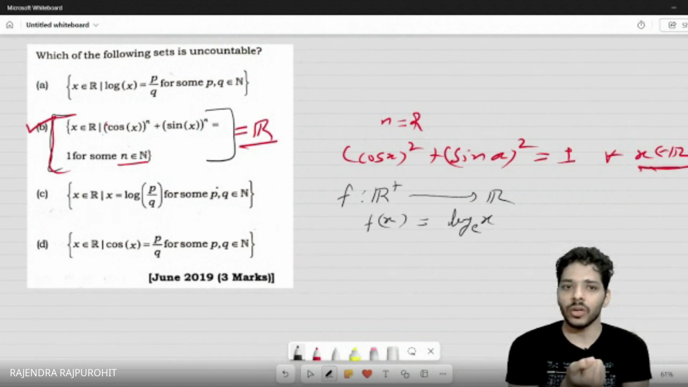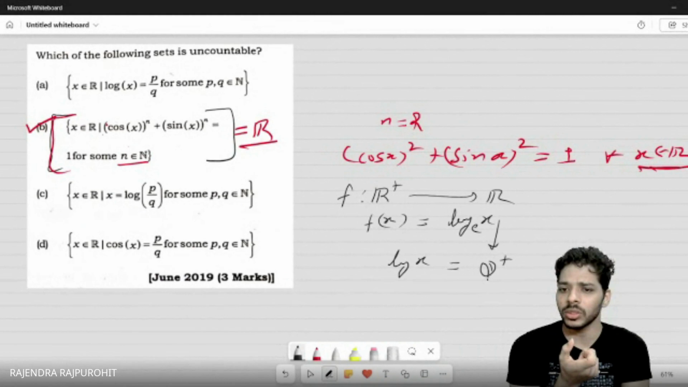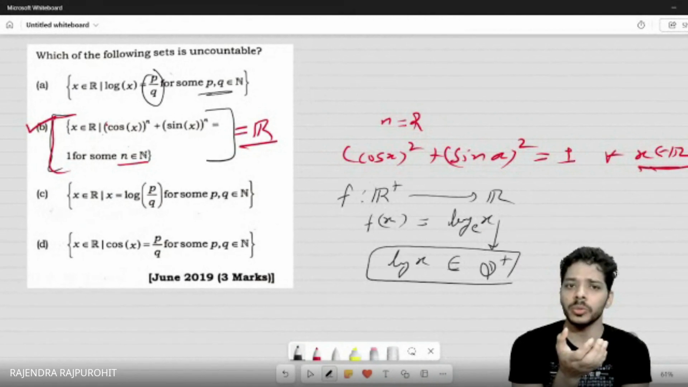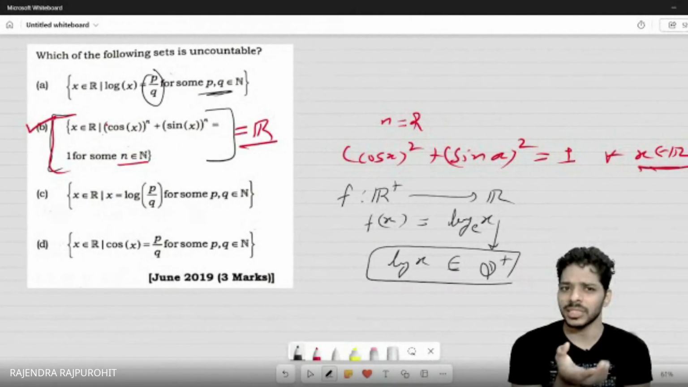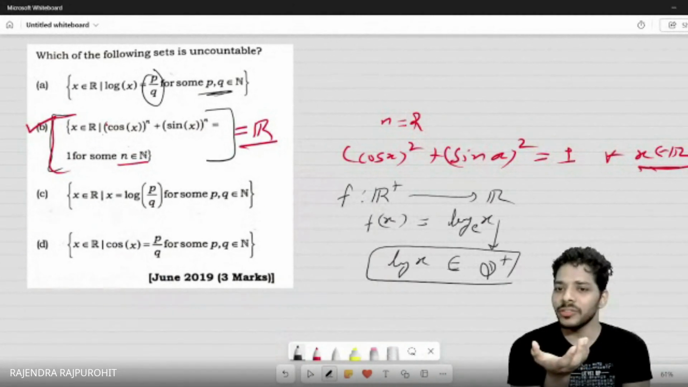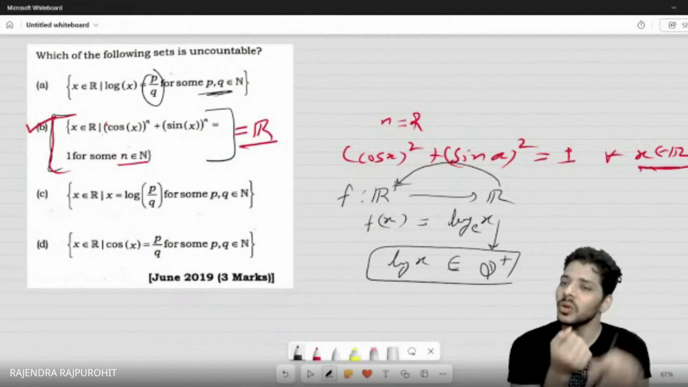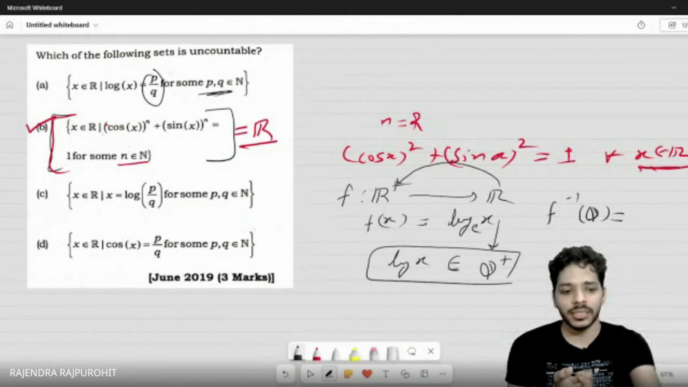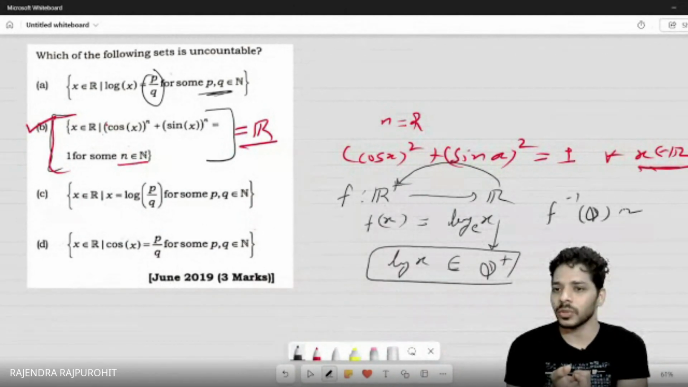And what I want is just the inverse image of Q positive from here, right? Because I want all those x for which log x belongs to Q positive. It means the inverse image of Q positive, because p by q for all p, q belonging to N is actually Q positive, the set of all positive rational numbers. Since the map is 1-1, the inverse image of Q positive under this function will also be similar to Q positive.